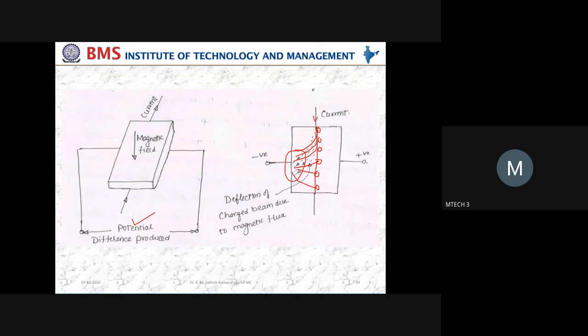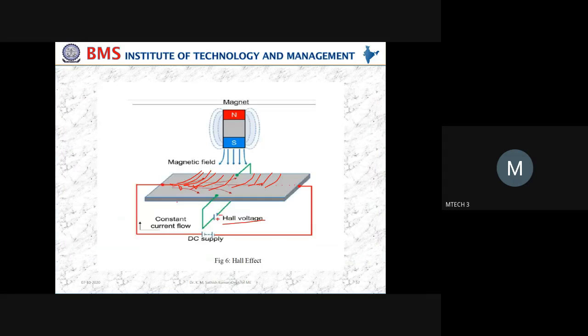Now what I will do is place the meter. When I place the multimeter in between this point and this point, there exists a reading. That reading we get is a voltage. That is the development of the Hall effect. That is what I have shown here.